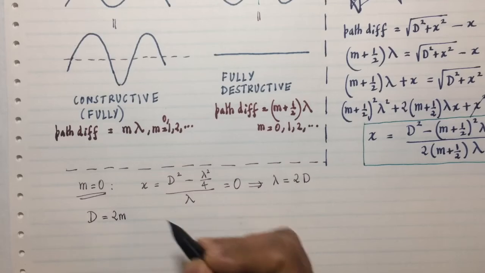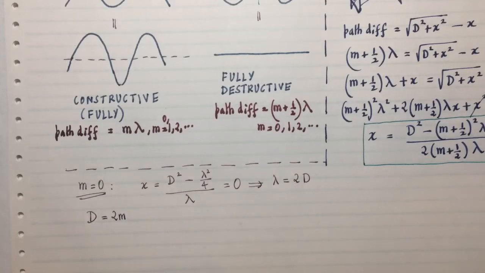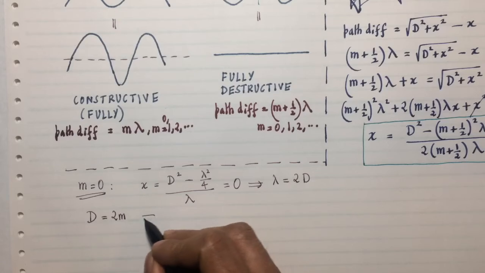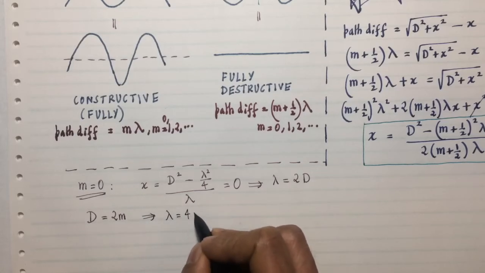So I'll just say 2 meters. It's about 6 feet apart. Most people keep their speakers around that, if not a little this way and that. So 6 feet or 2 meters apart. Let's see what that gives us for lambda. I get lambda equals 4 meters.